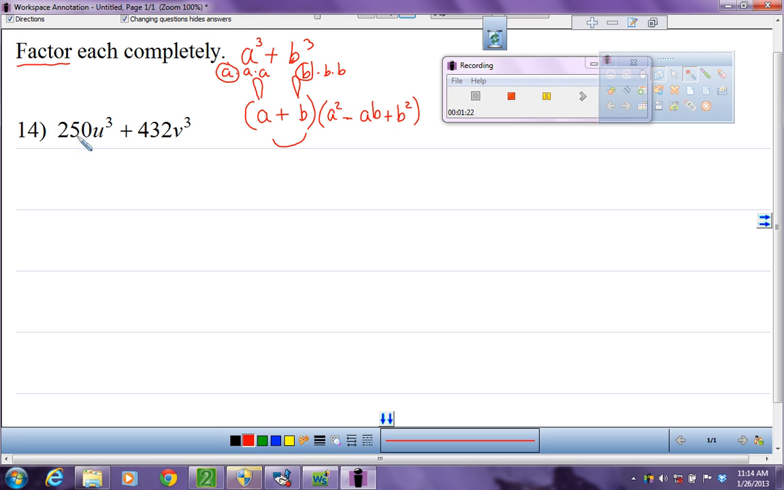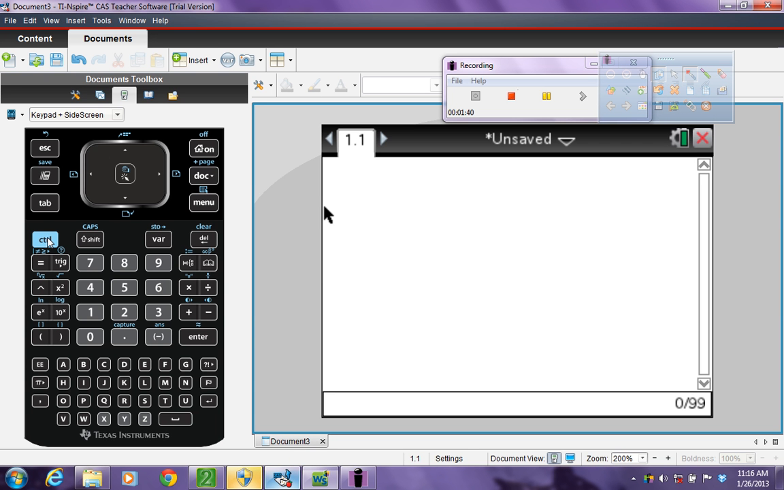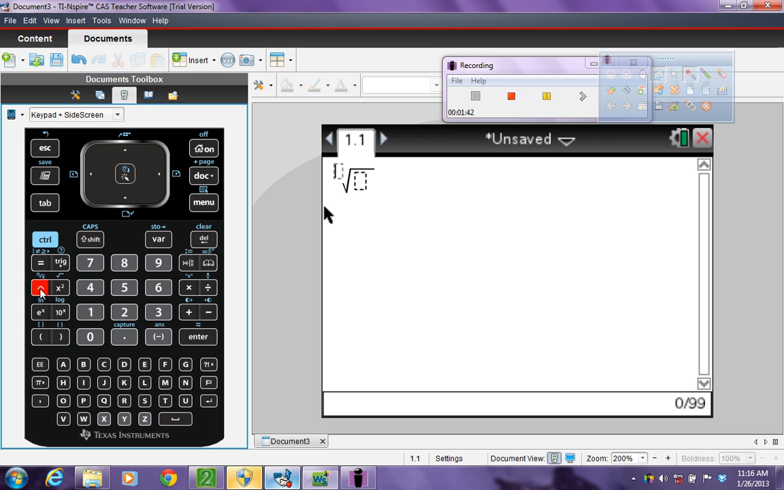But if you have numbers in the front, see I have 250 and 432, how do you know that you can break those up into three pieces? You don't know, but you can find out. Let's go to the calculator, and here we have a function called the root. You know how you raise it to the power? You want the blue one, so that's control and then the raised button, and that gives you the option here to change your root. So in this case I want a third root, right?